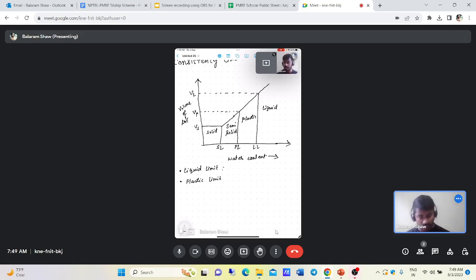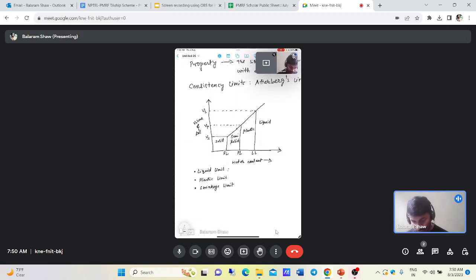Okay, and similarly, what is shrinkage limit? From the plot, we can see the shrinkage limit is the maximum water content at which further reduction in water content will not cause a decrease in volume. So what will happen if we go below the shrinkage limit, on this side? It will have no decrease in volume as it is in solid state.